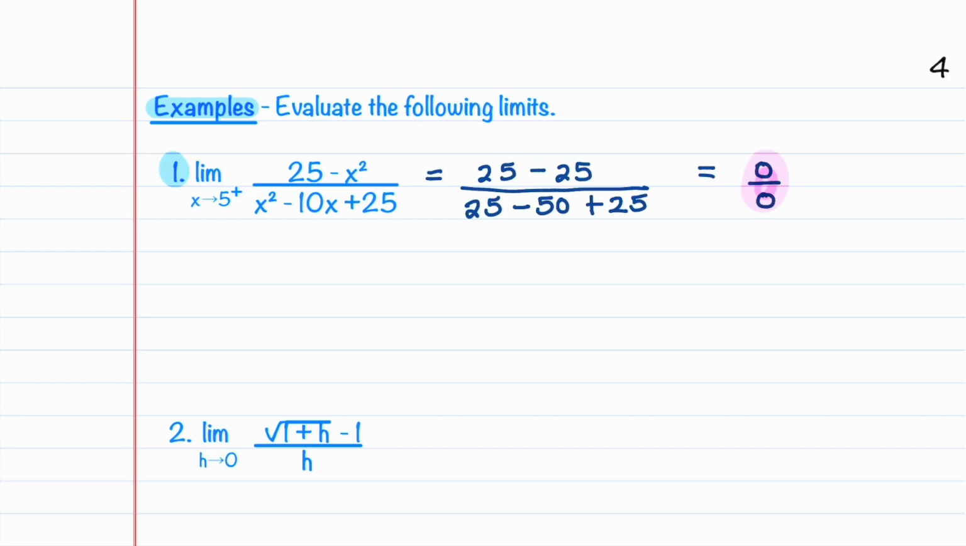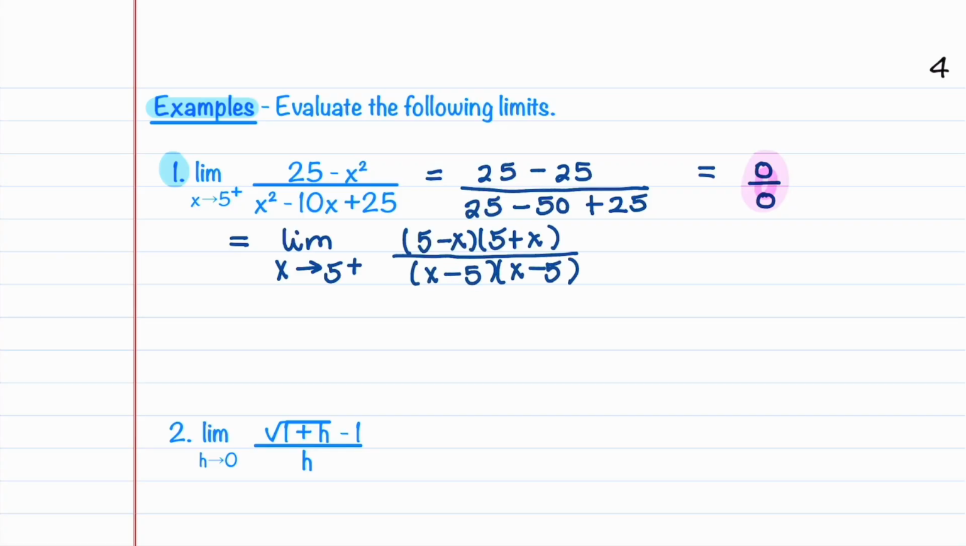When we look at this problem, we see that we have a quadratic in the numerator and in the denominator, so that clues us in that we can probably use factoring to evaluate this limit. We will factor the top and then factor the bottom. So we have the limit as x goes to 5 from the right. Factoring the top, we get a 5 minus x and a 5 plus x. Now we can factor the denominator. This is going to be x minus 5 times x minus 5.